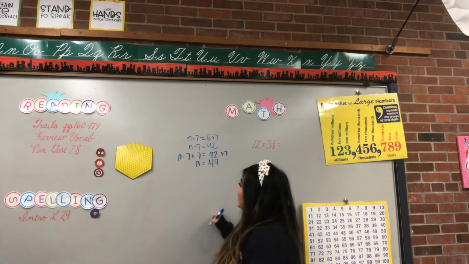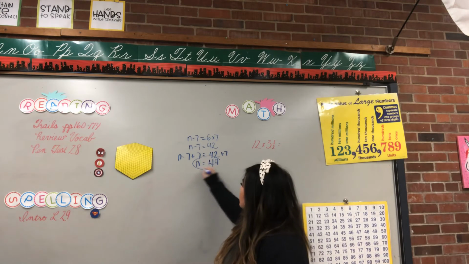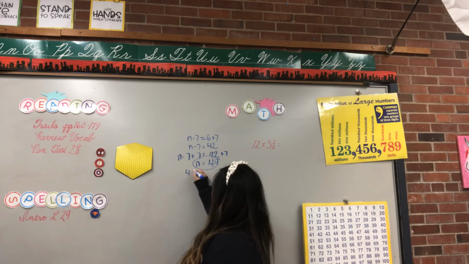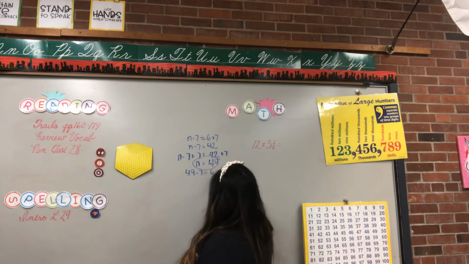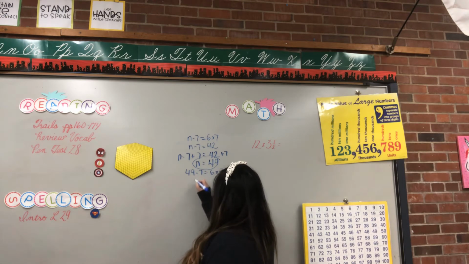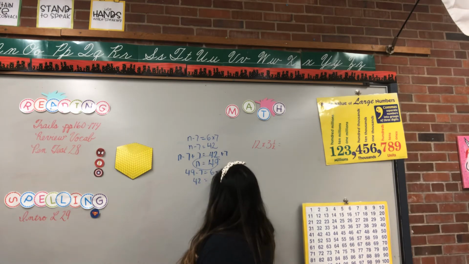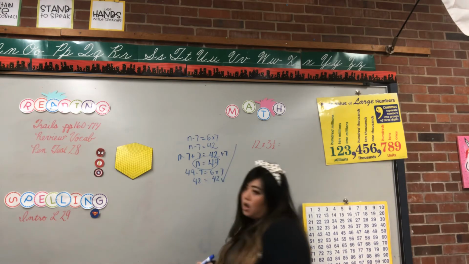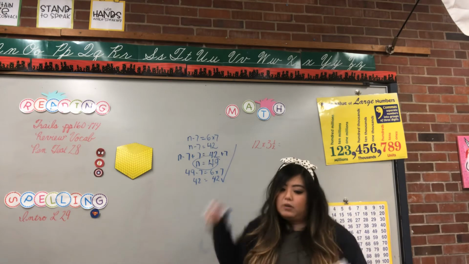Now we are left with n equals 42 plus 7 is 49. Now let's plug it back in. Now that we know that n equals 49, write it down. 49 minus 7 equals 6 times 7. And 49 minus 7 is 42 equals 42. Woo! Give yourself a pat on the back. You got it.